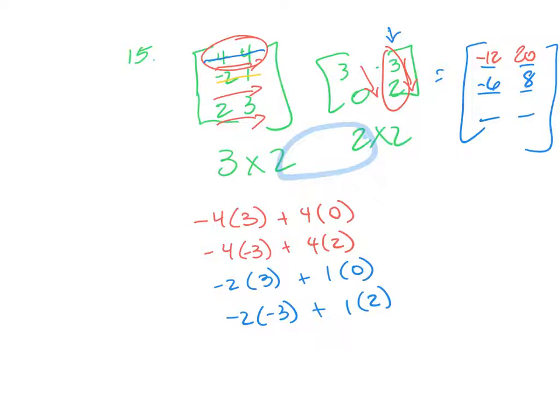Now we're going to do this third row. That's going to be 2 times 3 plus 3 times 0, which is 6. And the last row and the last column is 2 times negative 3 plus 3 times 2. And I believe that's a 0. Now I want you to check that on your calculators. Put in the A and the B, and multiply them together.